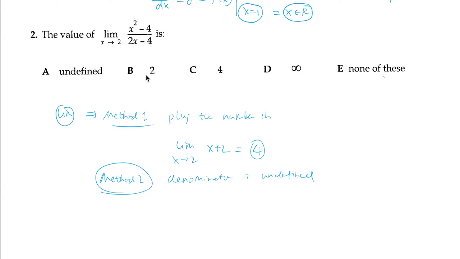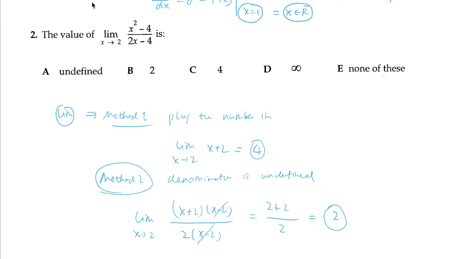Okay, so you need to simplify first, x approaches 2. On the top part, x squared minus 4 will just be x plus 2, x minus 2. And on the bottom part, 2x minus 4 is 2 times x minus 2. So x minus 2 cancels. Now when you plug 2 in, there are no restrictions, so it will just be 2 plus 2 all over 2, which gives you 2. So the correct answer is B.